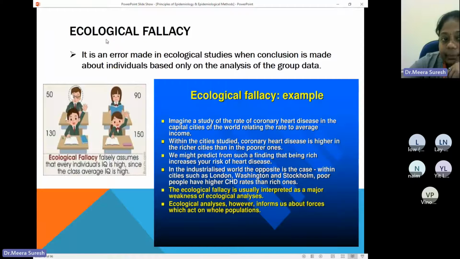So one of the errors that can happen in ecological studies or correlational studies is what is called ecological fallacy. You should remember this term and also what it means. What I explained earlier is itself the ecological fallacy. It is an error made in ecological studies when a conclusion is made about individuals based on the analysis of group data. For example, we take a class, a group of students, and when we checked the IQ, some of the students had a high IQ, like 130, 150, etc.